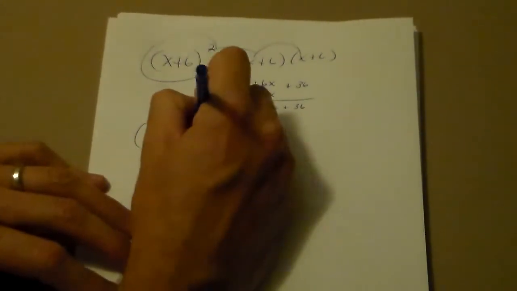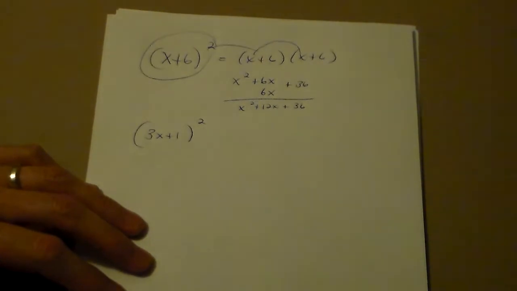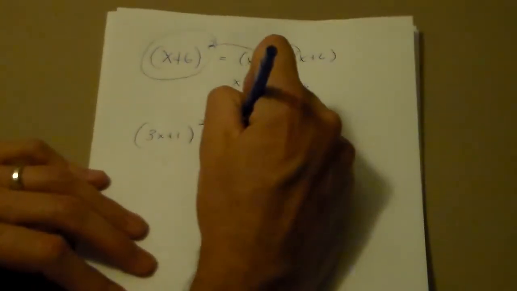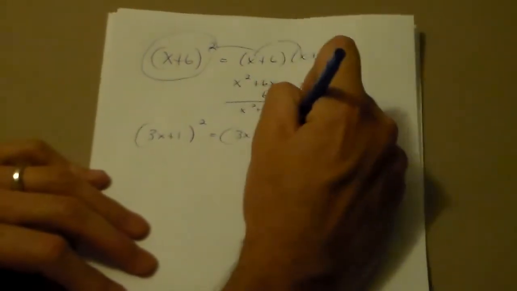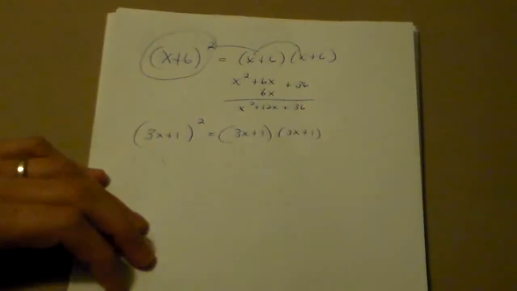So let's try this one. 3x plus 1 squared. You guys are going to do that, okay? And when you do it, I want you to do it this way. 3x plus 1 and 3x plus 1. Go.